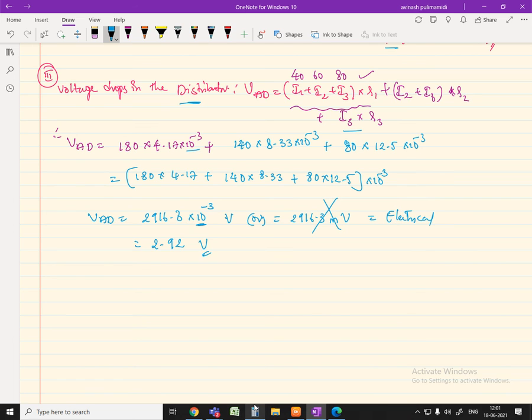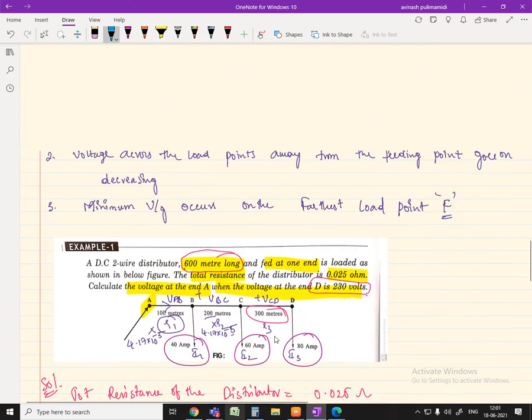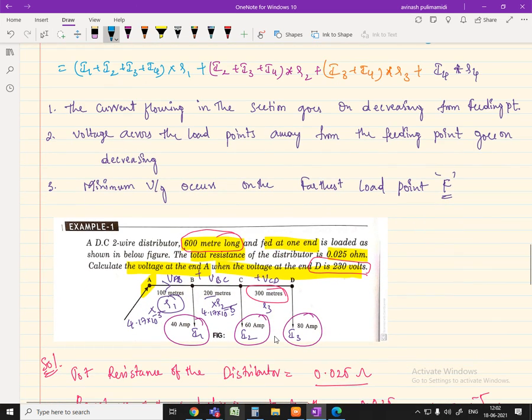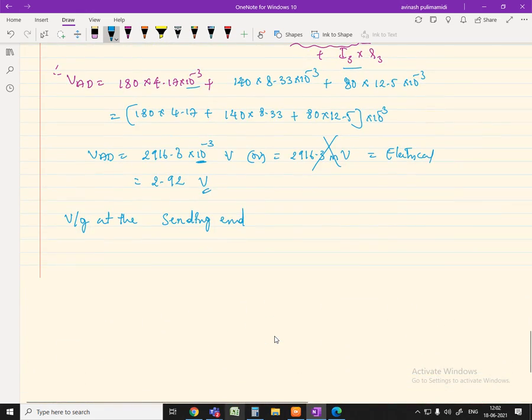Similarly, we will be finding the voltage at the sending end. Okay. Yes or no? How to find the voltage at the sending end? See, coming back to the question, how to find this VA when VD is given? How much? 230 volts. Yes or no? We have found VAD. VAD value how much? 2.92.